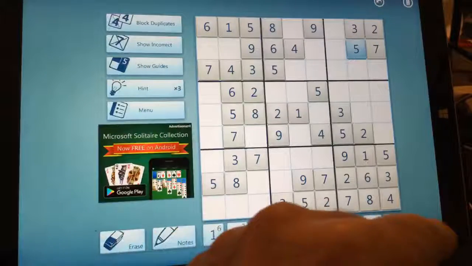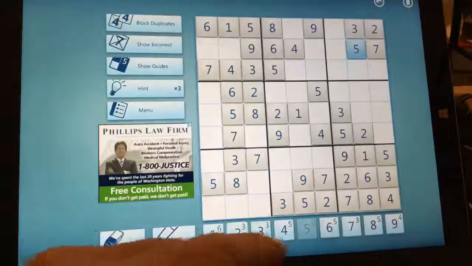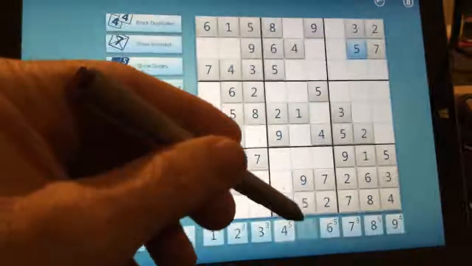All right, so now let's see. What's the next smallest one? We've got 3's, so let's start backwards. 7's. We've got 7, 3's, and 2's have 3 remaining. So 7, let's go on this far right-hand column.